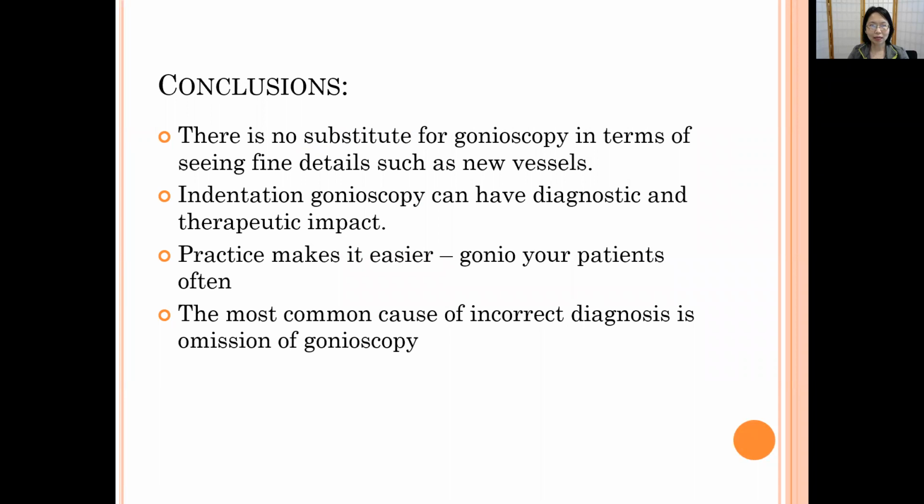So in conclusion, there's really no substitute for gonioscopy in terms of seeing the fine details such as new blood vessels. Indentation gonioscopy can have diagnostic value and less so therapeutic impact. Practice makes it easier, so please gonio your patients often. The most common cause of an incorrect diagnosis in glaucoma is the omission of gonioscopy. So please continue to practice gonioscopy and improve your skills that way.